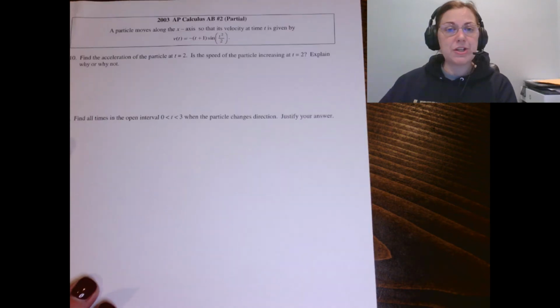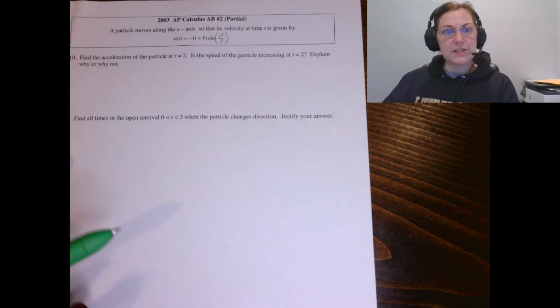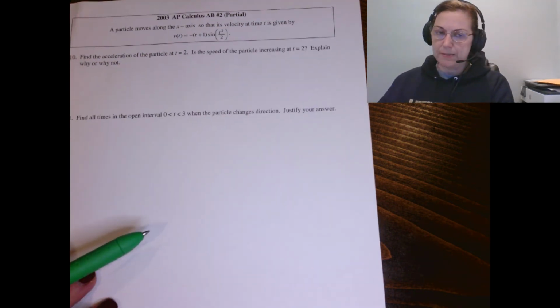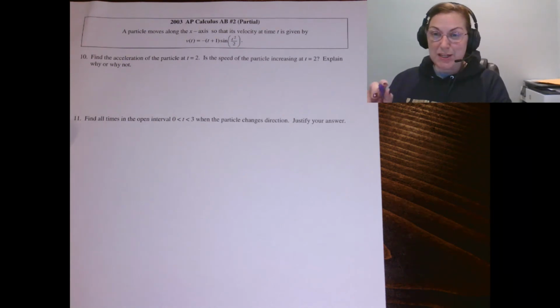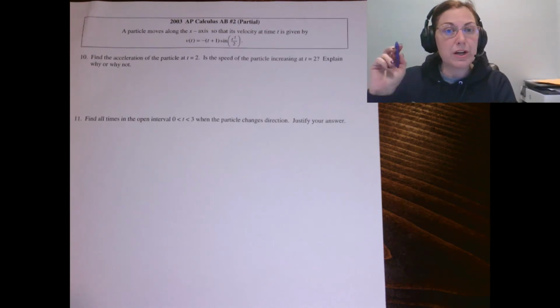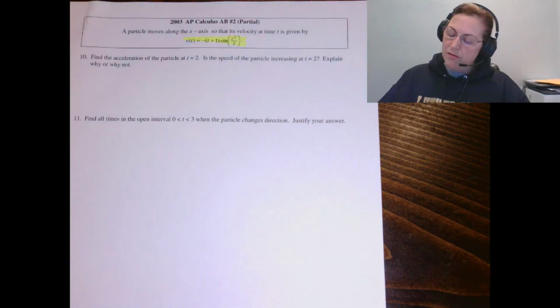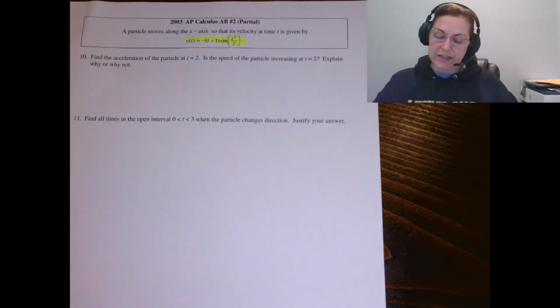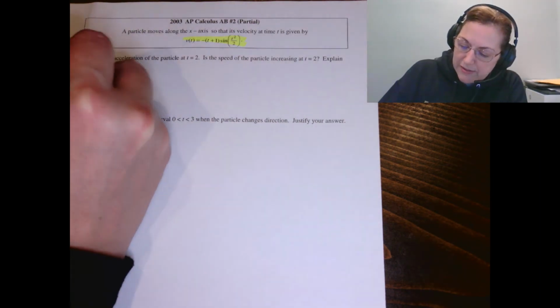Okay, friends, just a few more. We're almost there. Now, this one is a particle motion question that came from 2003. It is a partial because there was a part C that we had to deal with. But we're not ready for that yet. It doesn't have anything to do with derivatives, but we're going to go forward. Notice we were given the velocity equation here, and we're asked to find the acceleration. So let us do that.